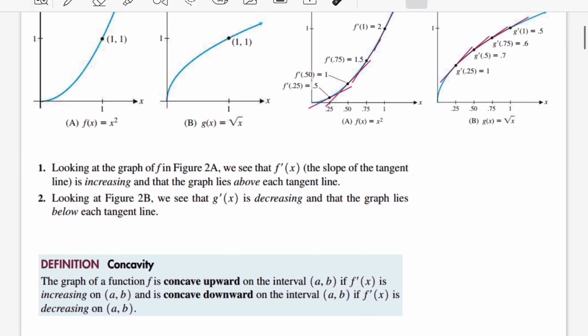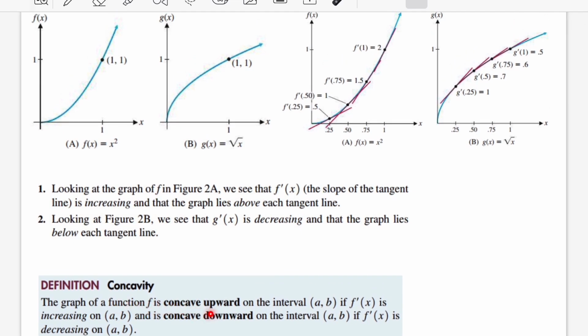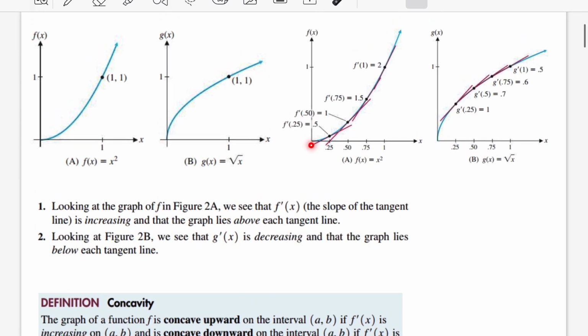This brings us to our definition of concavity. So the graph of a function f is said to be concave upwards on some interval if the derivative is increasing on that interval. So for example, this graph here, we see that the derivative is increasing on this interval, and a function is said to be concave downward on the same interval if its derivative is decreasing. So just like in this example here, we see that the derivative g prime of x is decreasing here, and all of the tangent lines lie above the graph. Okay.